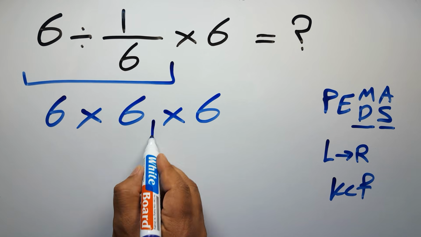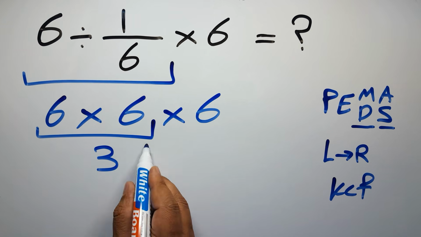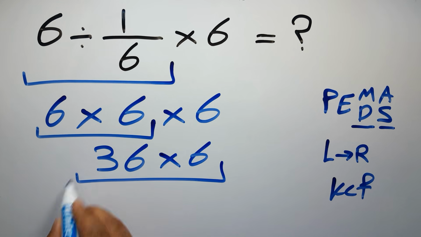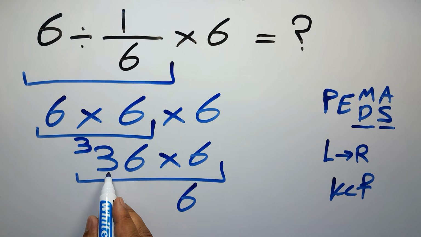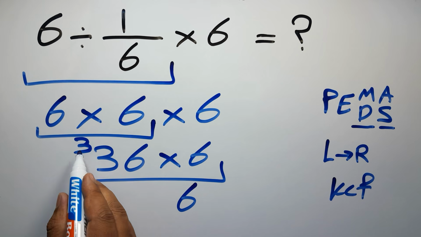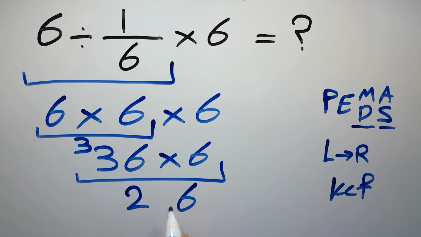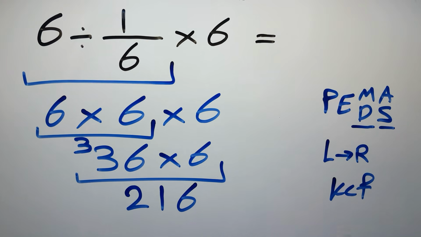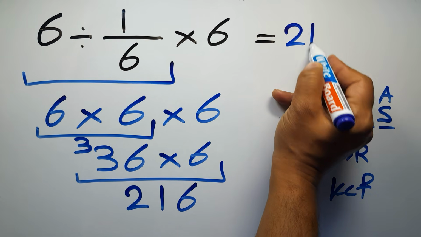6 times 6 gives us 36. So 36 times 6, okay? 6 times 6 gives us 36. So we write 6 here and carry 3 here. 6 times 3 equals 18, and 18 plus 3 is just 21. So we have 216, and this is our final answer to this problem. The correct answer is 216.